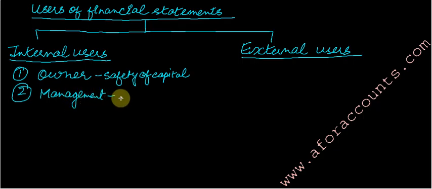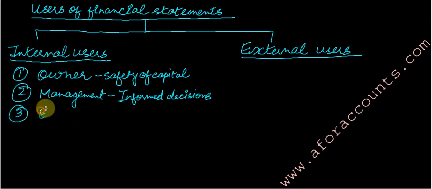Management needs to make some informed decisions. For their informed decisions, management needs to know about the business. For example, they need to invest in some new project. So by looking at the financial statements, they will know the position of the business and they can decide whether to invest or not.